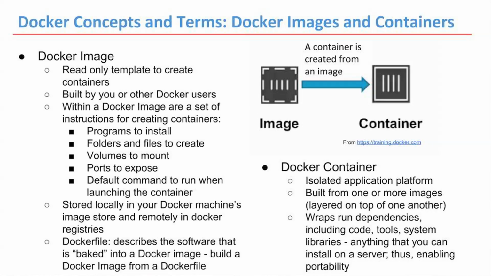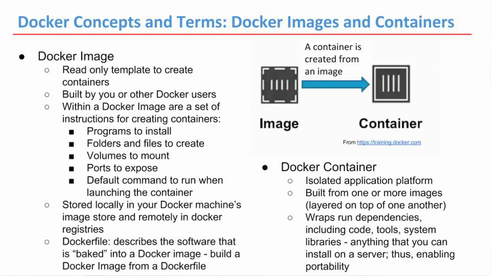Docker images are the things that get loaded into a blank container. They are a read-only template that is used for instantiating or populating a container. It's going to be built by you or other Docker users. These are the things that are published to Docker repositories like Docker Hub, Docker Store, and Google Cloud Registry. Within a Docker image, there's a set of instructions for instantiating or bringing up the containers. So it's the programs you install, the folders and files to create, volumes to mount, ports to expose, and the default command to run when you launch a container.